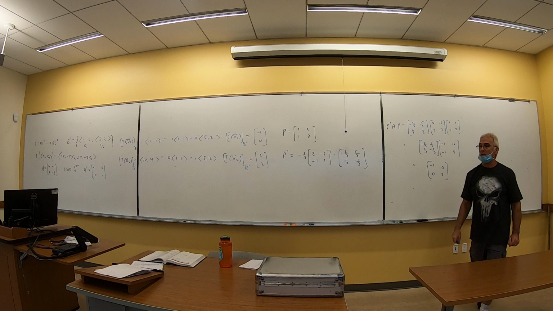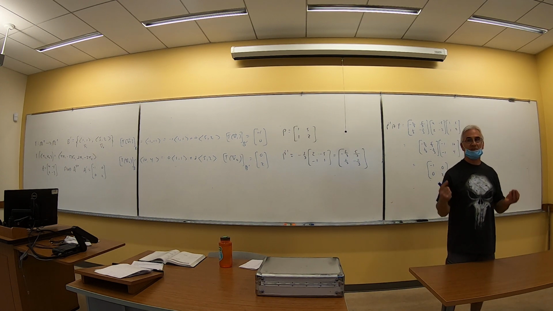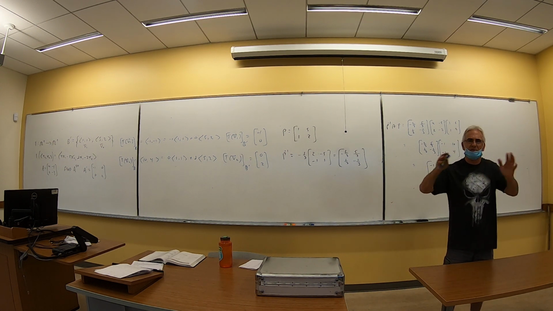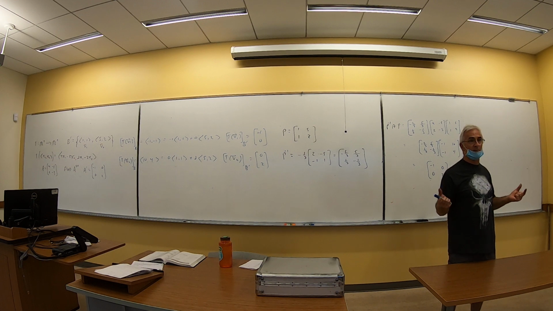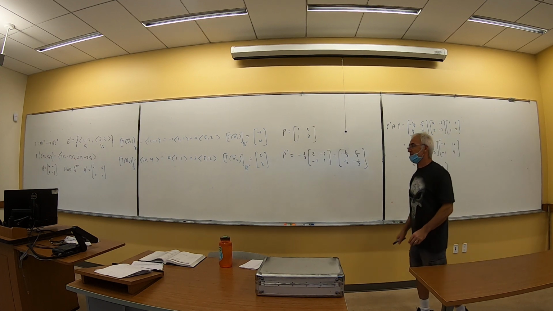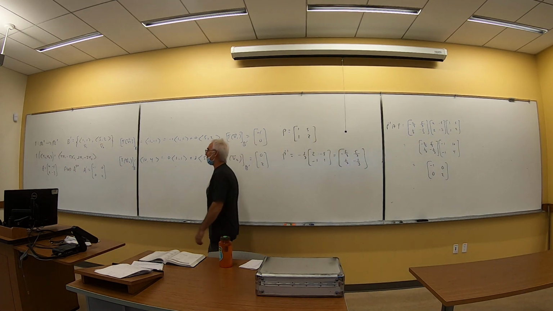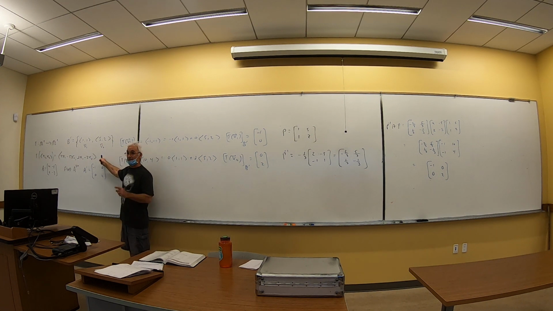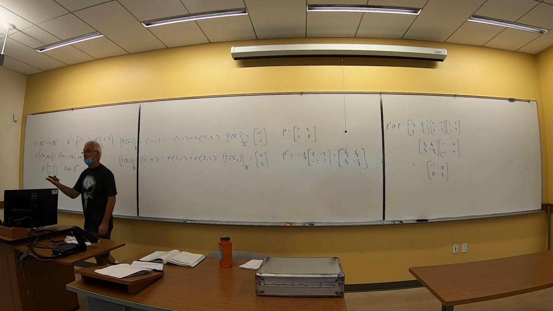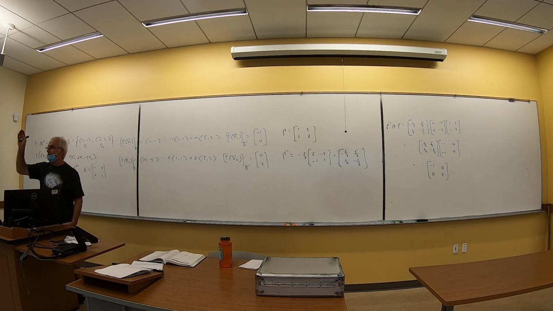A and A prime, there's a common misconception that somehow they're related, like they're inverses or something has to happen. No, they're completely different matrices. But because they're similar matrices, they both represent this transformation. That's what is true. They represent this transformation but using different bases. Again, I could just make up bases.